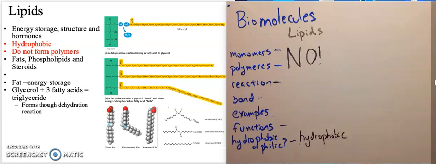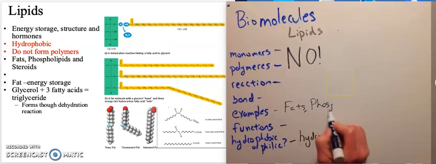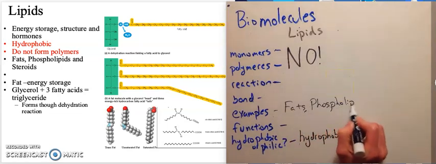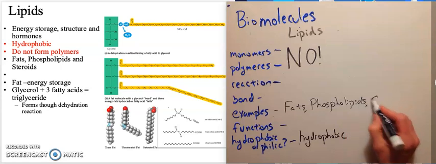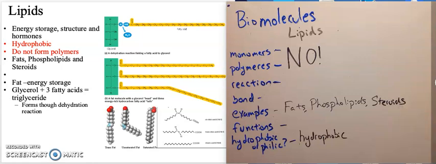So we're going to look at a couple of different examples of lipids. The lipids we're going to talk about include fats, phospholipids, and steroids or steroid hormones. The first one we're going to talk about are the fats. Okay, so fats are what we normally think of when we think about lipids. Fats are lipids. Not all lipids are fats, right? There are other lipids, phospholipids and steroids.